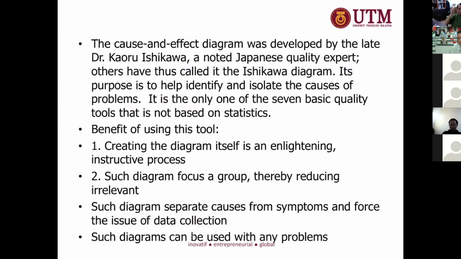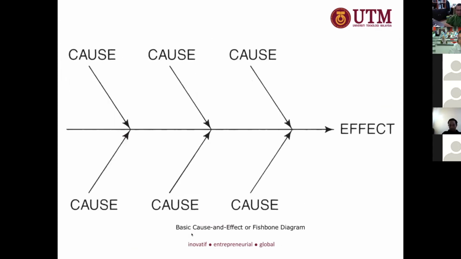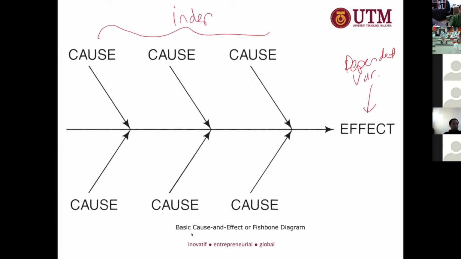And this is a cause and effect diagram. I think you are familiar with the cause and effect diagram. I think I showed you last week what a cause and effect diagram is. So this is your dependent variable, and these are your independent variables. So what caused this effect? What caused that effect? So that's the purpose of this fishbone diagram.